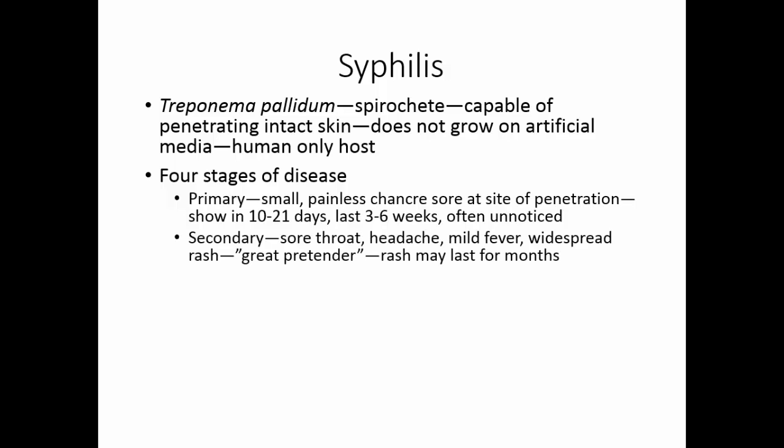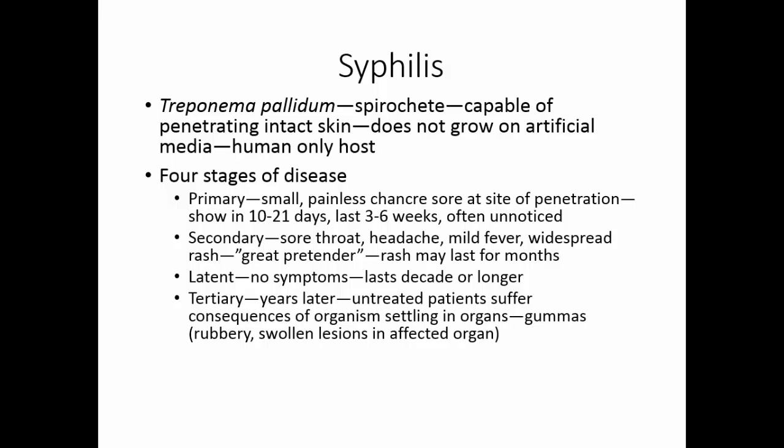In the secondary stage, there's sore throat, headache, mild fever, and a widespread rash. This stage of the disease has sometimes been called the Great Pretender because it looks like a number of other diseases. The rash may last for several months. During the latent phase, there are no symptoms of the disease. This stage can last a decade or longer. During this stage, the organism has found some organ in the body and it's taken up housekeeping. It's doing damage while we're in the latent phase.